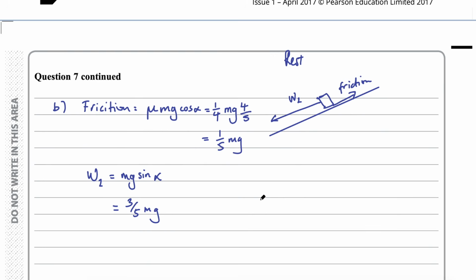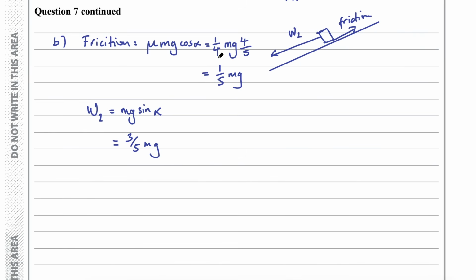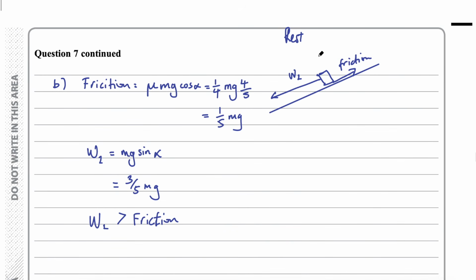Okay, so let's compare these. So we've got the friction force of 1/5 mg and the parallel force of 3 on 5 mg, obviously W2 is greater than the frictional force. So what does that mean? If the force pushing down the slope is greater than the one pushing up the slope, that means the particle is going to start moving down the slope.